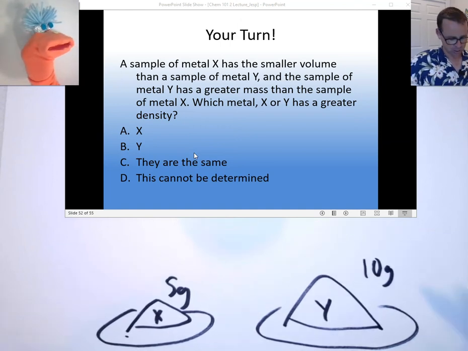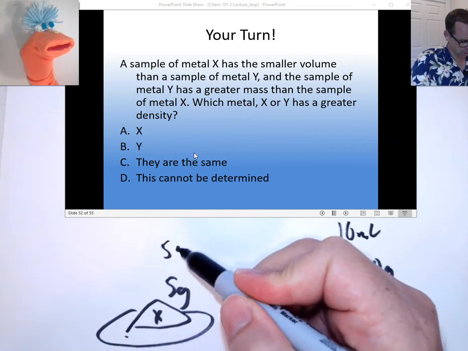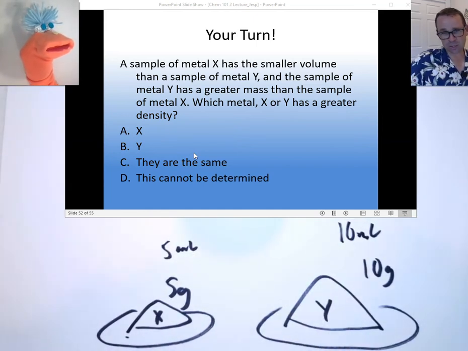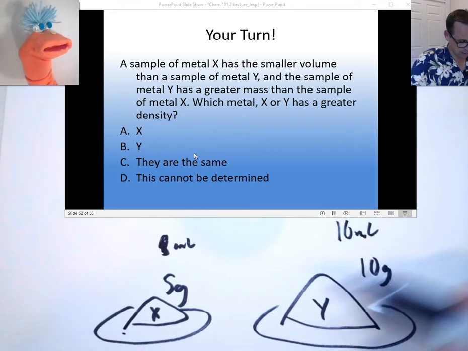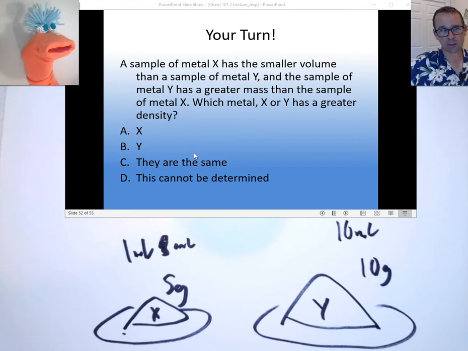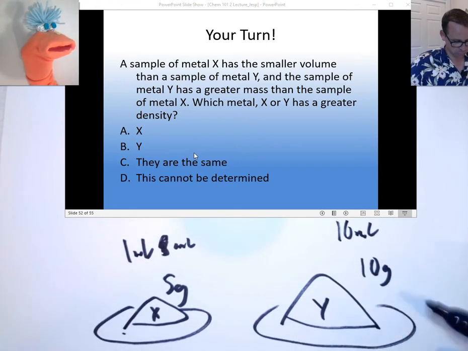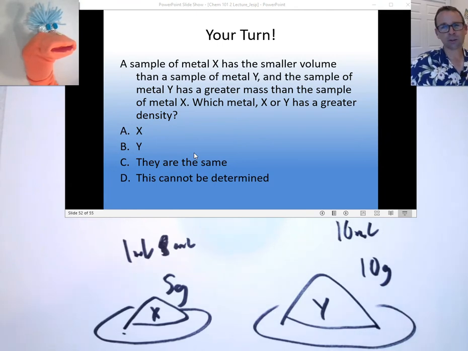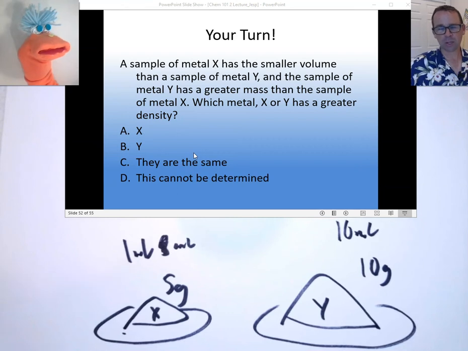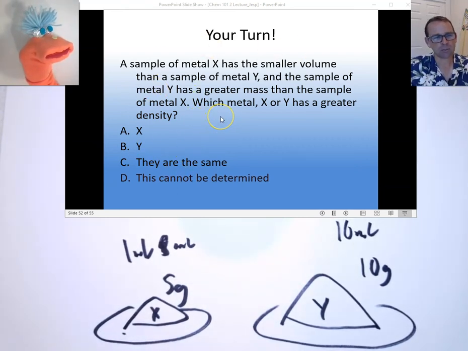I think you're right. If this is 10 milliliters and this is 5 milliliters, then we would say, oh, they're similar. But all this has to be is less than 10, so this could be 1 milliliter. In that case, it would be higher density. If it was 5, it would be 1, right? So you can't tell which one is going to have a greater density here. Very good. Take a look at that one if you don't understand that, and keep working it out in your mind. But we can't determine this sort of scenario.